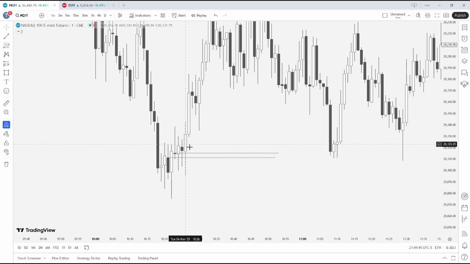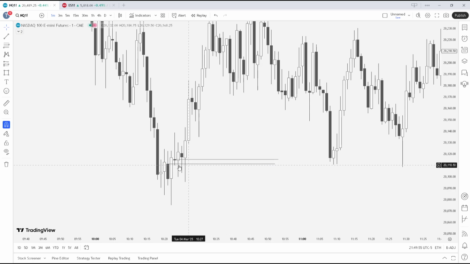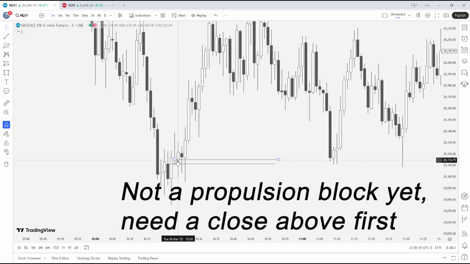But with a propulsion block, what you would expect price to do is tap into it and then instantly displace higher. You can see here, right on this candle 1022, we closed above. So this is an order block now. And then right here, 1023, we tap into the order block and then we close bearish. So now this is a propulsion block.